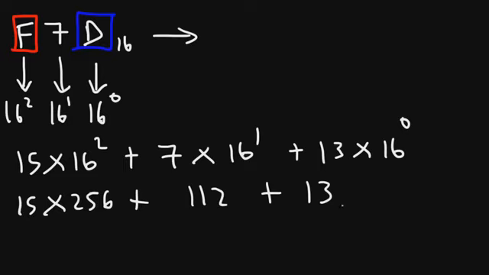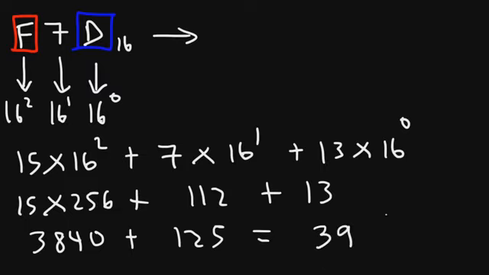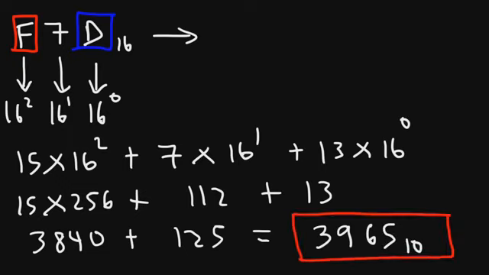15 times 256, that's 3,840. And 112 plus 13, that's 125. So if we add 3840 plus 125, that will give us a final answer of 3965 in the base 10 system. So that's it for this example. Now let's try an example with 4 digits instead of 3.